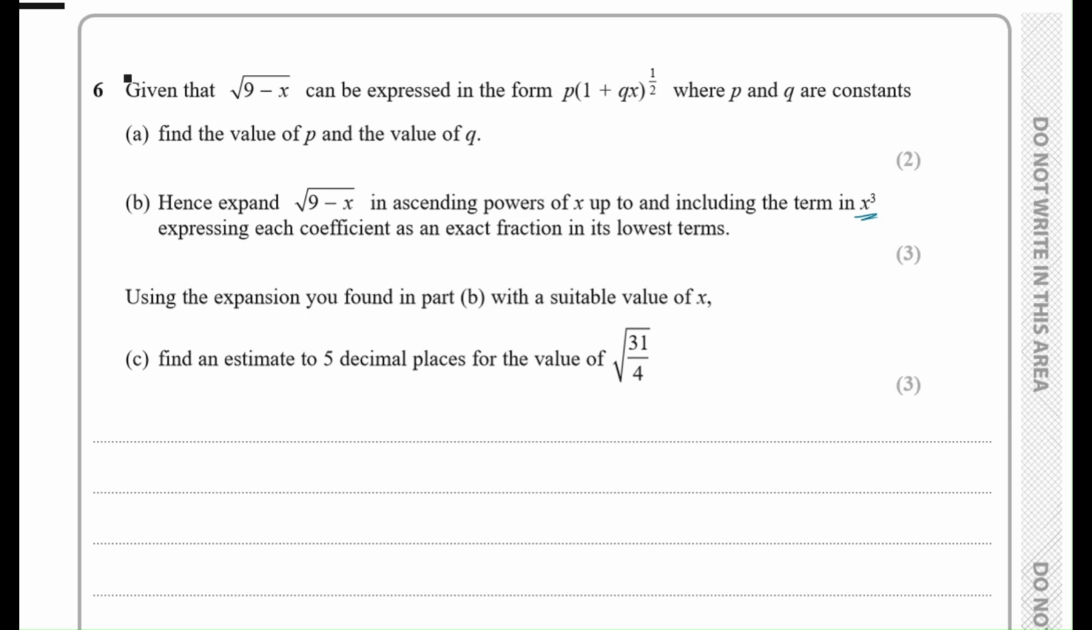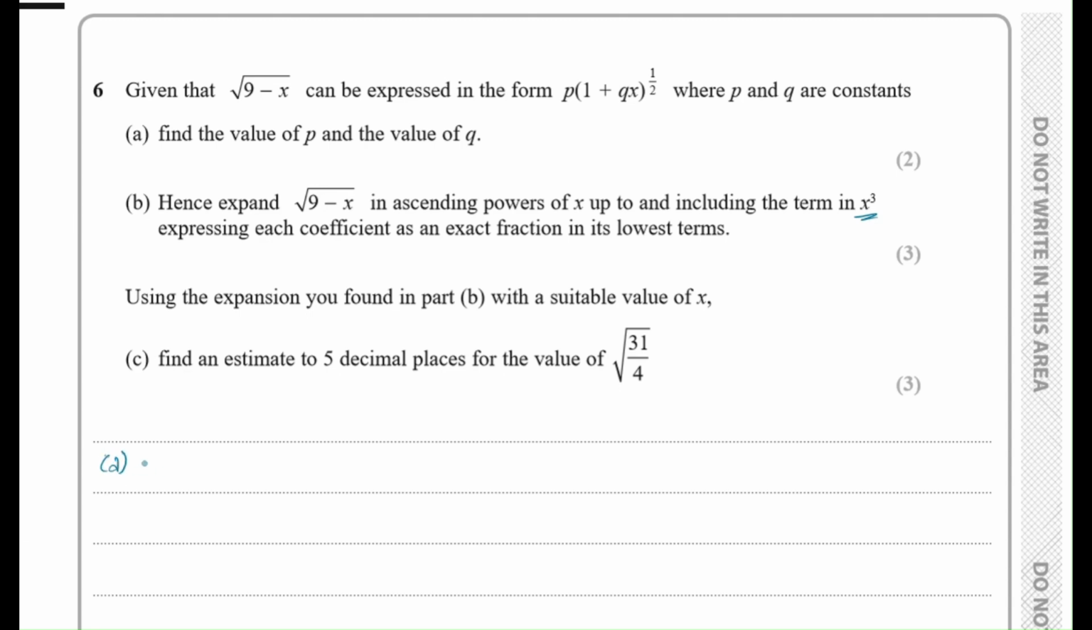This is question number 6 of June 2019 paper 2R. And the question begins by saying that given that root over 9 minus x can be expressed in the form p(1 + qx)^(1/2), where p and q are constants, find the value of p and q.